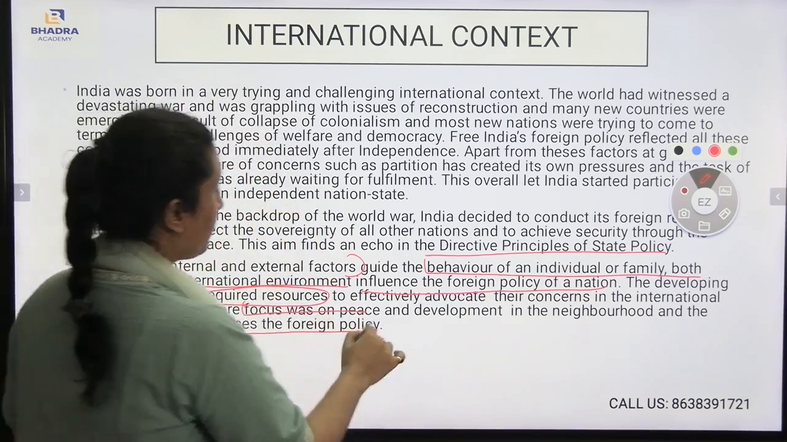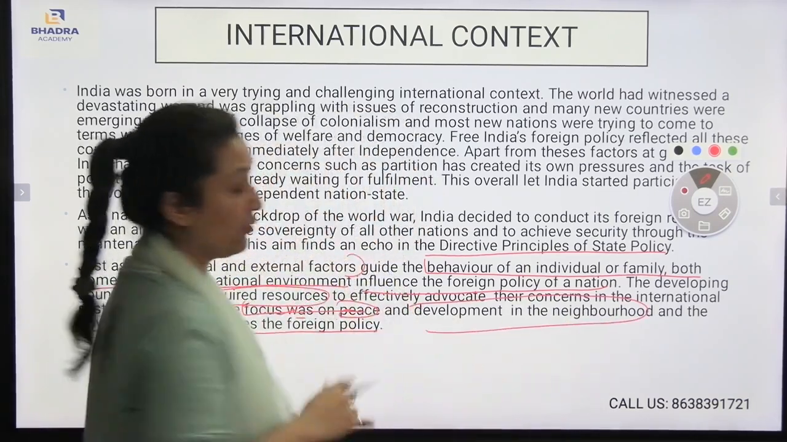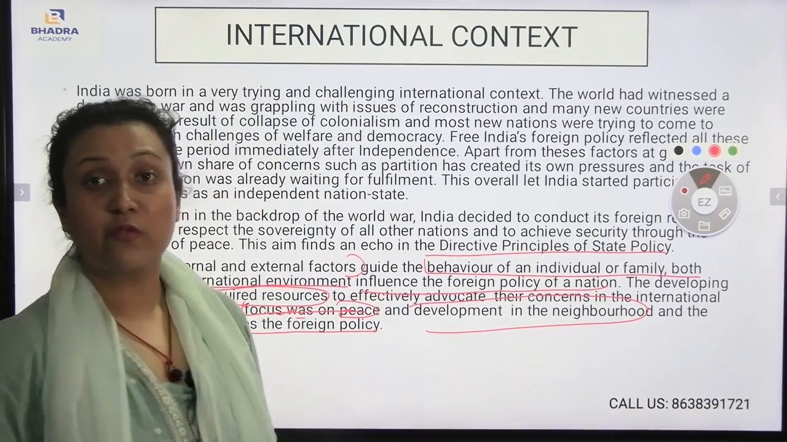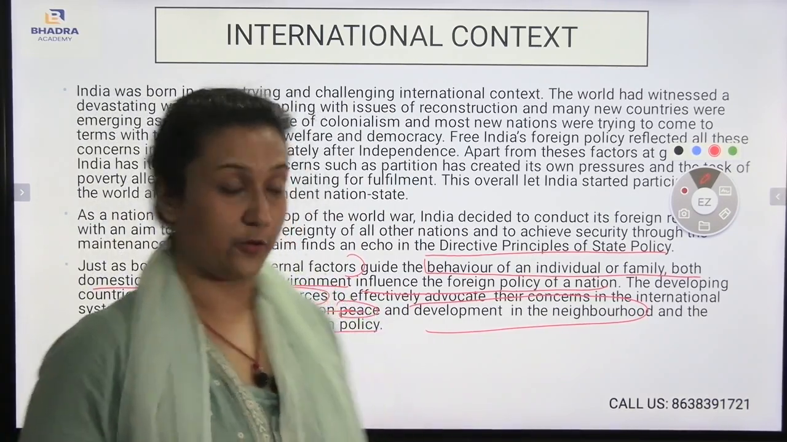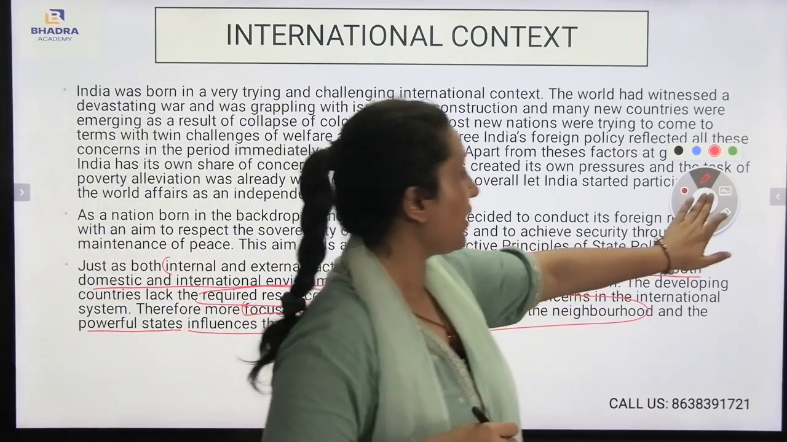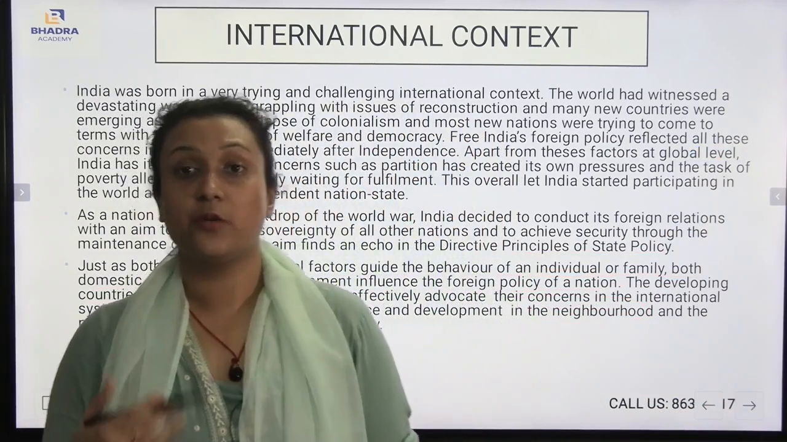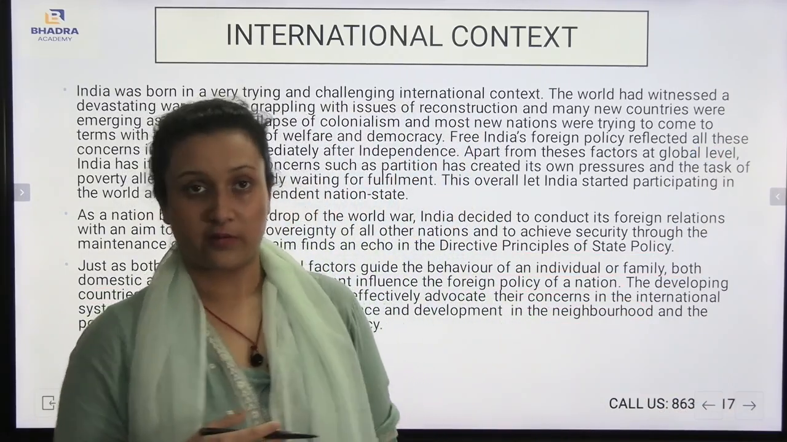The focus was on peace and on the development of the neighborhood. Very, very important. Also, on the other hand, the powerful states influence the foreign policy. Now, if I talk about the powerful states, there are many powerful states in our country. It influences the foreign policy.